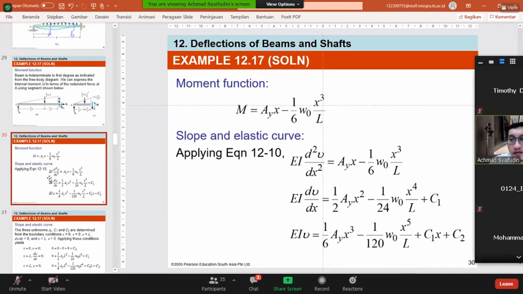Then we can form the function. Sorry, the internet connection has a problem. Then this is the moment function, and then we can apply the double integration one by one to get the slope and elastic curve. Then we can get the slope and the deflection formulation.